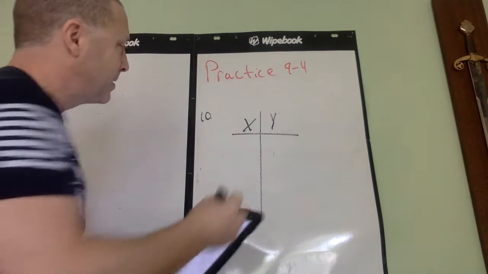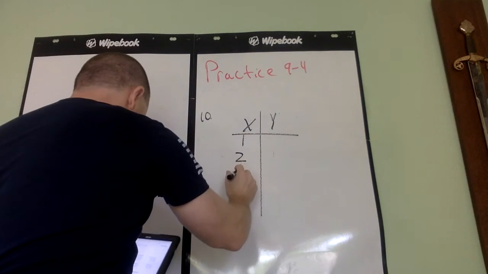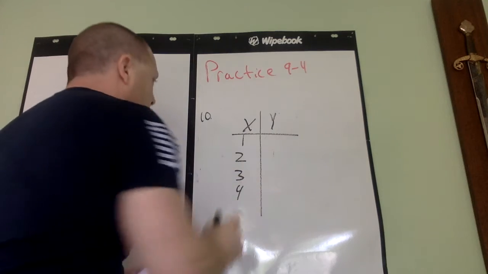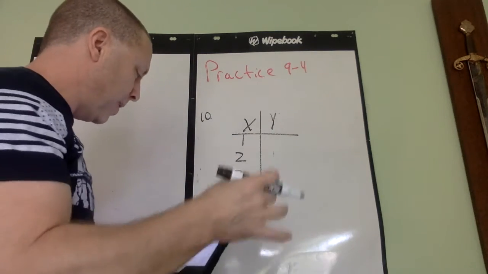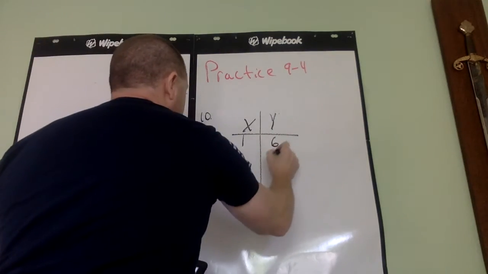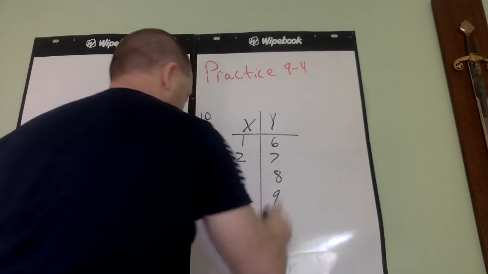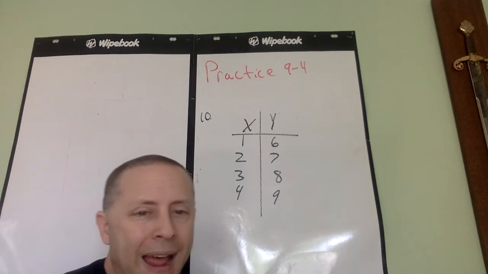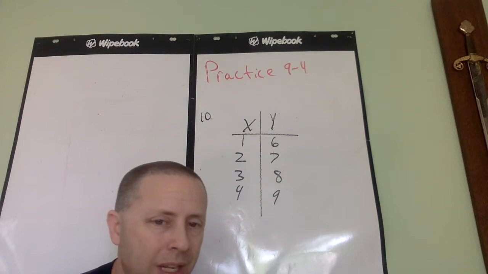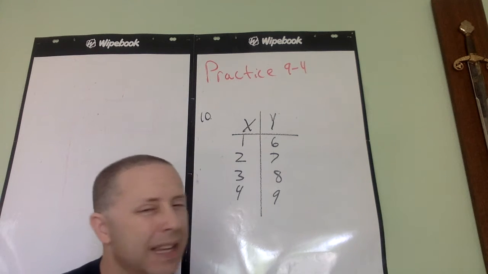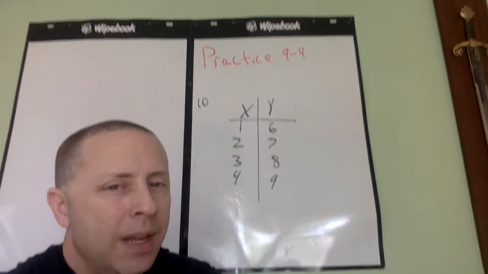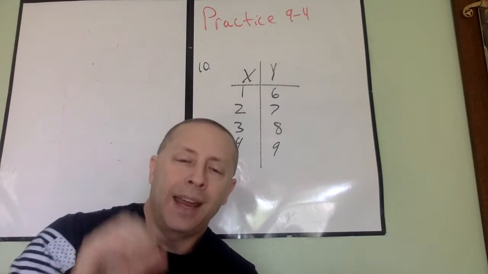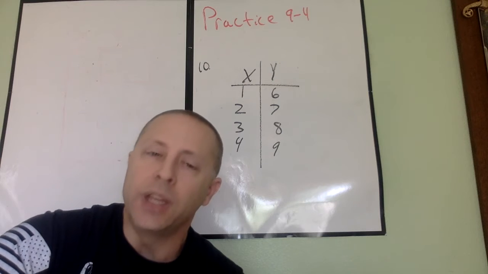So I got 1, 2, 3, and 4, like usual. On the right-hand side, I'm going to have 6, 7, 8, and 9. All right, for this one, I've chosen an equation where the pattern is not that difficult to see and recognize. However, it's not the pattern really that I'm concerned with. Instead, it's can I come up with the function rule, the equation?